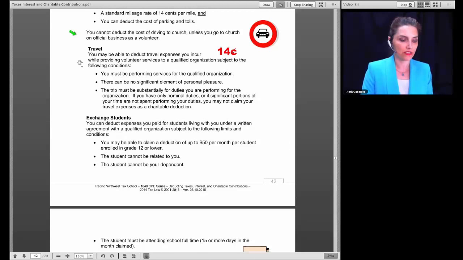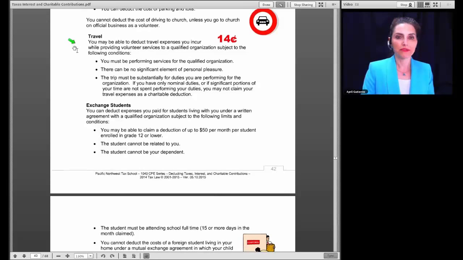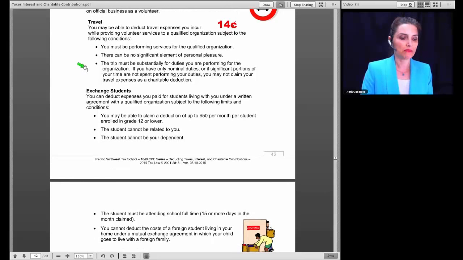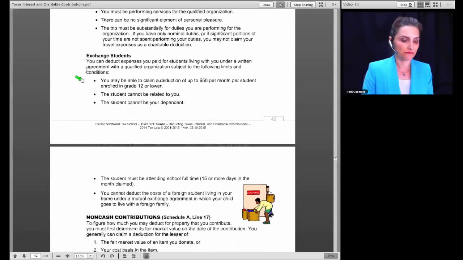You cannot deduct the cost of driving to church unless you go to church on official business as a volunteer. For travel, you may be able to deduct travel expenses you incur while providing volunteer services to your qualified organization, subject to the following conditions. Number 1, you must be performing services for the qualified organization, and there can be no significant element of personal pleasure, plus the trip must be substantially for duties you are performing for the organization. If you have only nominal duties or if significant portions of your time are not spent performing those duties, then you may not claim your travel expense as a charitable deduction.